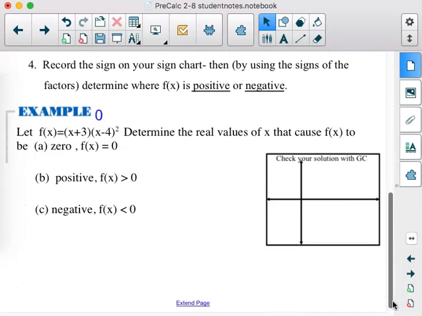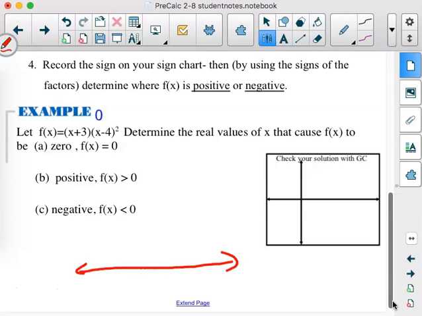So we're going to start right here with example 0. It says let f of x equal the quantity x plus 3 times the quantity x minus 4 squared. Determine the real values of x that cause f of x to be 0, positive, and negative. Well, let's not worry about that right now. What we need to do is come up with a sign chart. All right. So for the sign chart, one of the first things it said to do was come up with those critical points, and those are going to be the zeros.